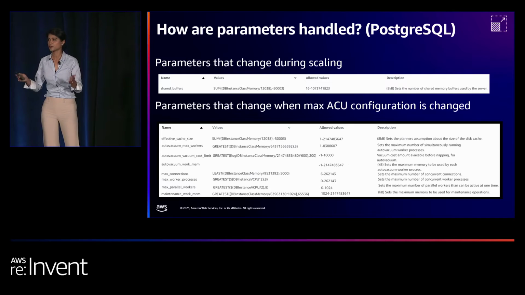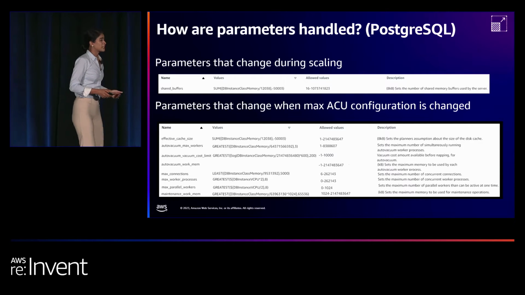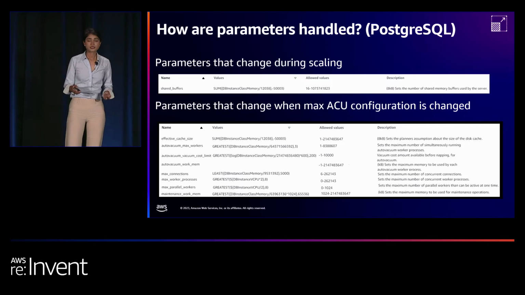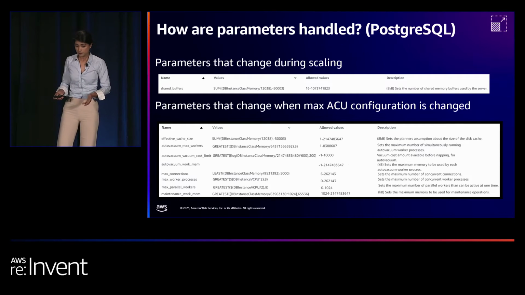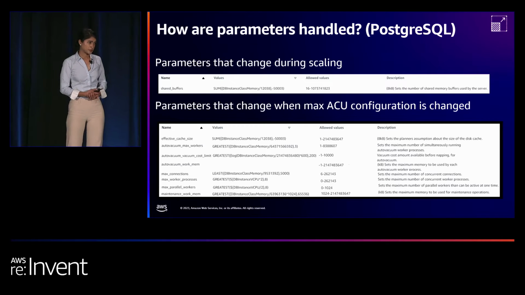Now let's quickly talk about parameters, how they're handled. I've given away half of the slide before because we talked about buffer pools. So there are some parameters that we automatically adjust during scaling time. So buffer pool is one of those. So for Postgres, shared buffer is that parameter.